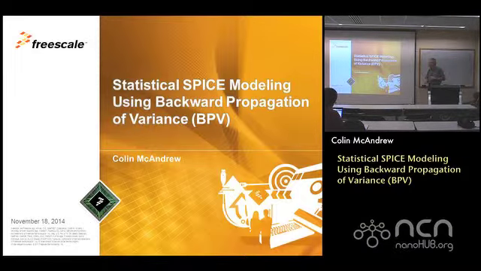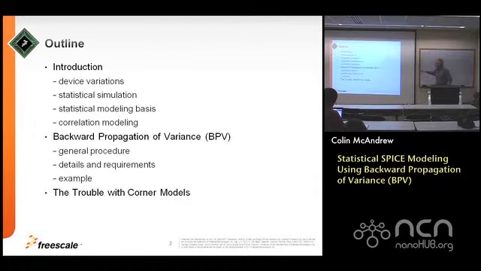I'm not really going to talk much about mismatch today, but the theory behind the modeling for that is identical to what's here. I'm going to give a quick introduction to where device variations come from, some comments about statistical modeling, the basis that we use for it, and I'll go through an example of how you can actually model correlations by using uncorrelated variables, and we use this all the time. Then I'm going to go through the details of what we call the BPV, or backward propagation of variance procedure. So it's general. I'll go through the details, requirements, and only one example.